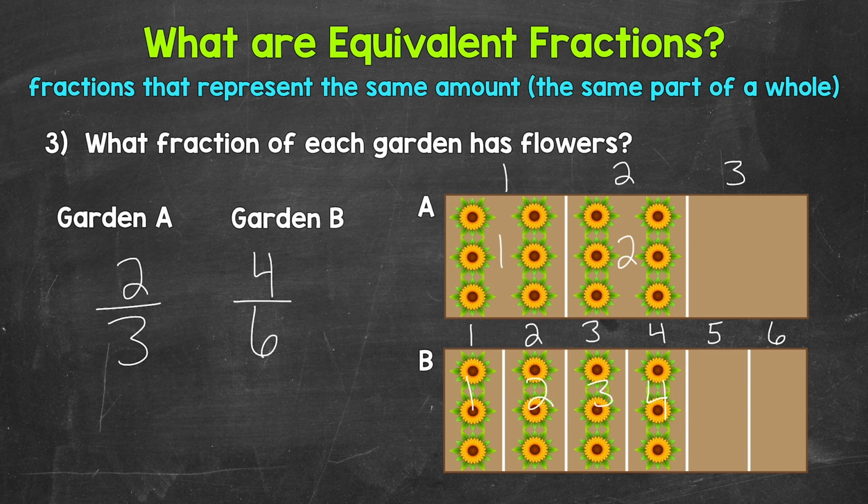2/3 and 4/6 are equivalent fractions. Both of those fractions represent the same amount. And we can see that shown here with the gardens. We have different fractions, but again, they represent the same amount, the same part of the whole garden. So another example of equivalent fractions. So there's what equivalent fractions are.